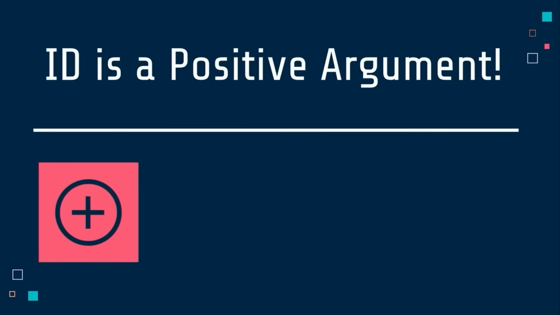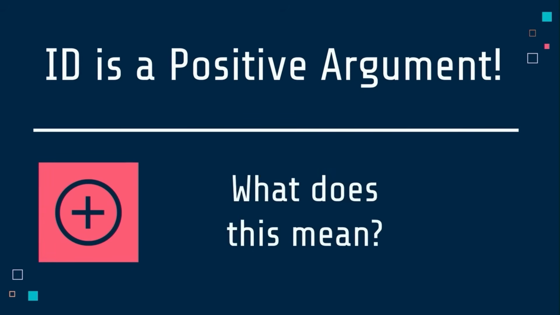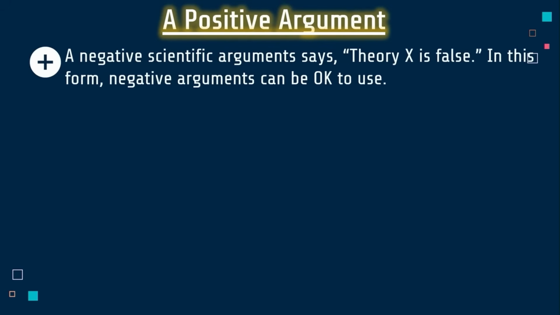ID is also a positive argument. What does it mean to be a positive argument? Well, maybe to show how something is a positive argument, I'll argue negatively and show you what a negative argument looks like. A negative argument might work like this. It could say, theory X is false. Okay, fine. In science, it's actually okay to say that. We can say in science that this argument doesn't work. This scientific theory is not explaining the evidence. It's therefore false. Negative arguments can be okay to use.